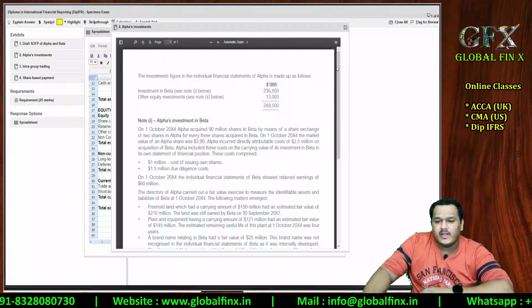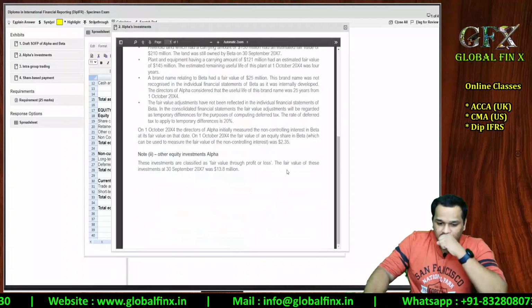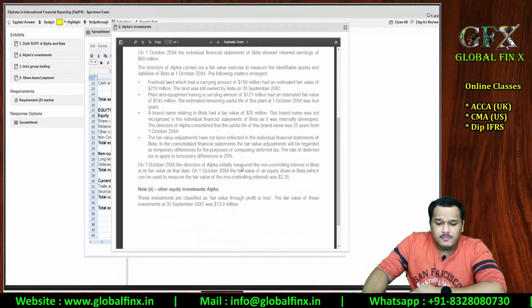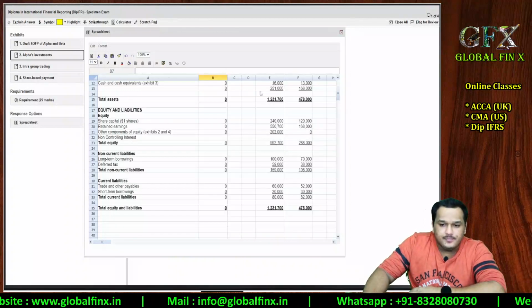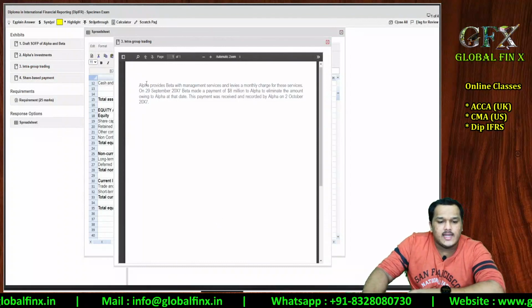So 0.8 million of gain is there, which is to be shown in the retained earnings. That is P&L basically, my working note number 5. 800,000 profit is there. Then intra-group trading, if I see, very small adjustment is there.